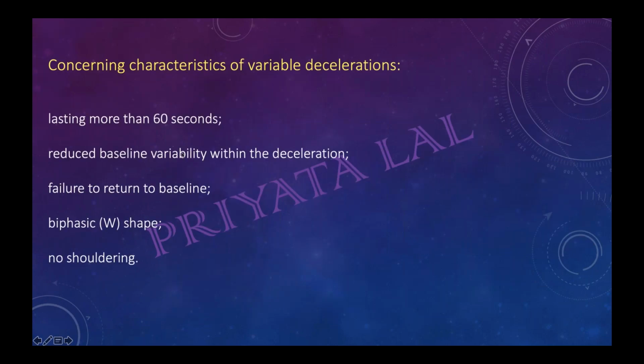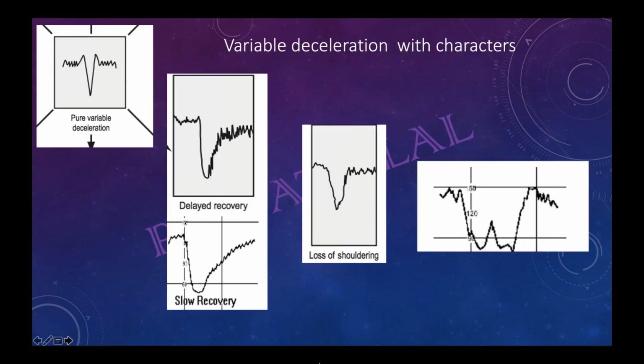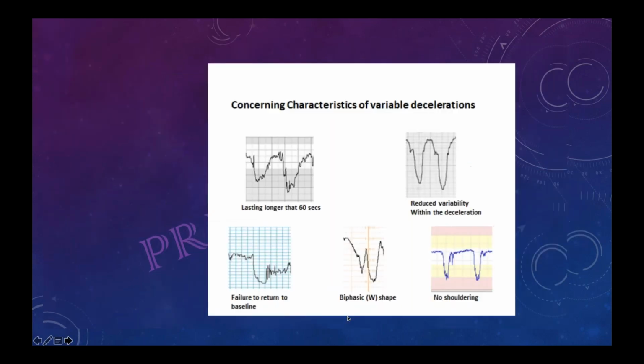So these are the examples, and you have to remember this. If it lasts more than 60 seconds, this is one feature. Reduced variability inside the deceleration is a feature. Late return to baseline is a feature. W shape and no shouldering is a feature. So these are the features.